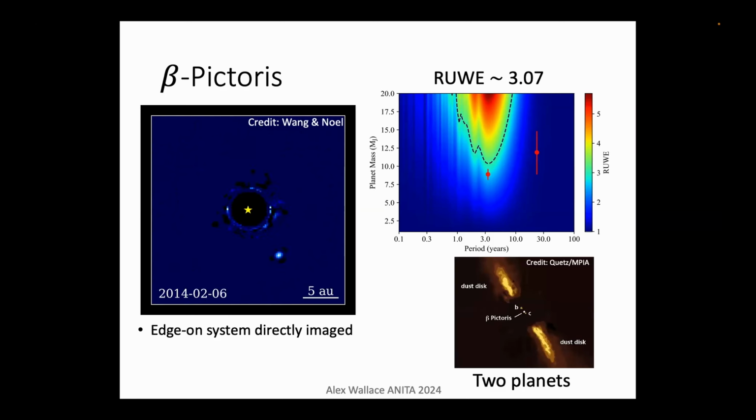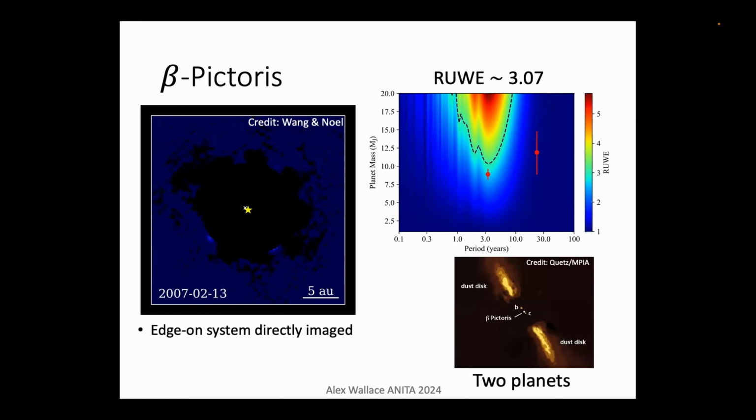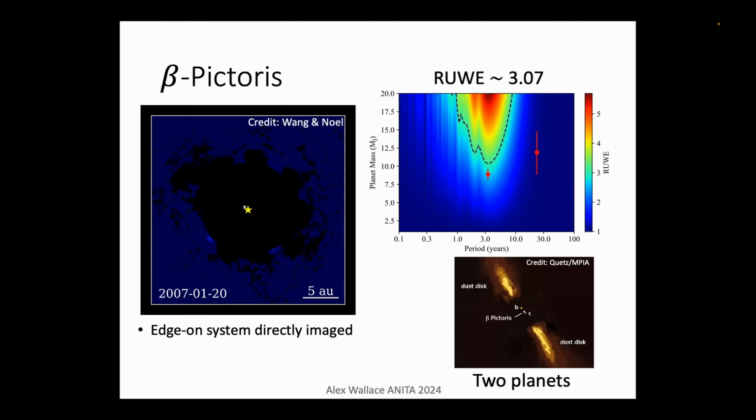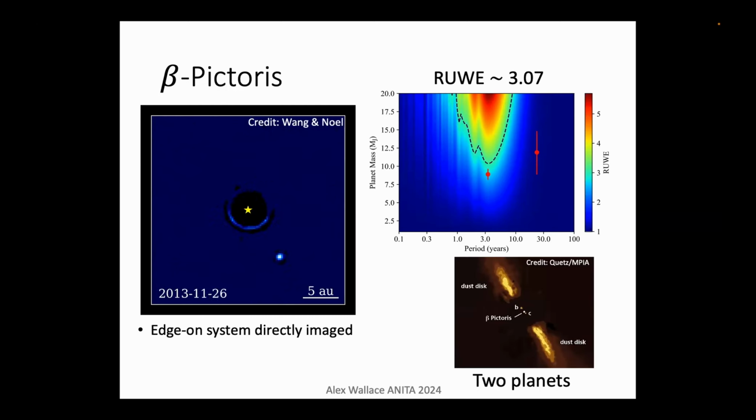But as it turns out, there is a second planet that's been discovered through interferometry, and that, if considered on its own, ignoring the other planet, should give a RUI of almost 3. So there's strong evidence that this RUI of 3.07 is caused by these two planets working together.